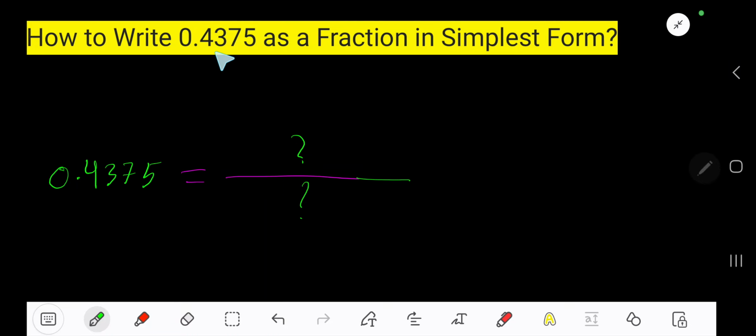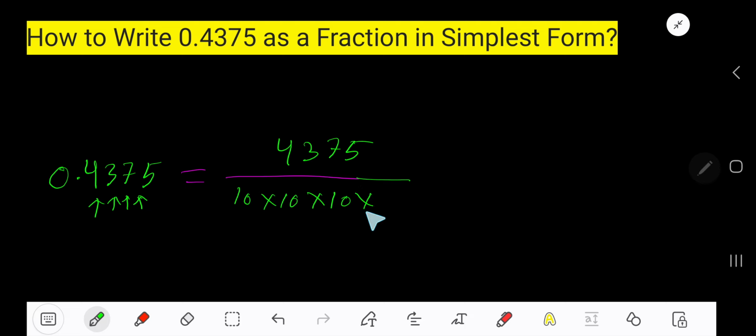How to write 0.4375 as a fraction in simplest form? So we need a numerator and a denominator. For the numerator, just keep the decimal and write the number you are getting. And for the denominator, for every digit you have to consider 10 as a multiplication. We have 4 digits, so write 4 tens: 1, 2, 3, 4.